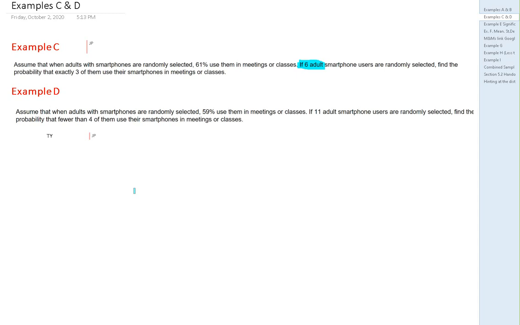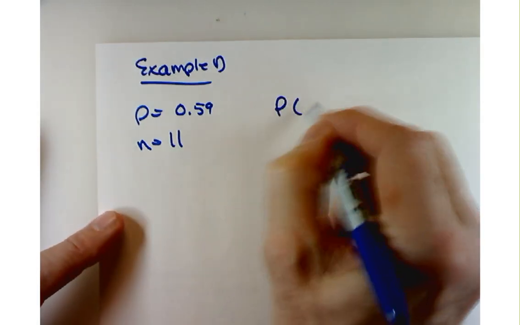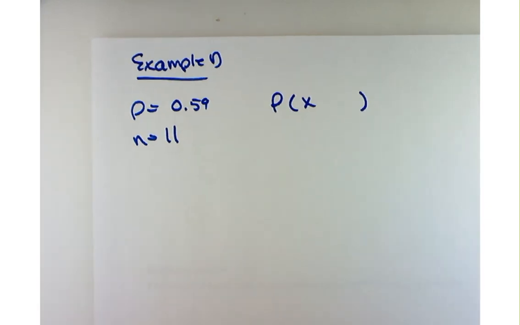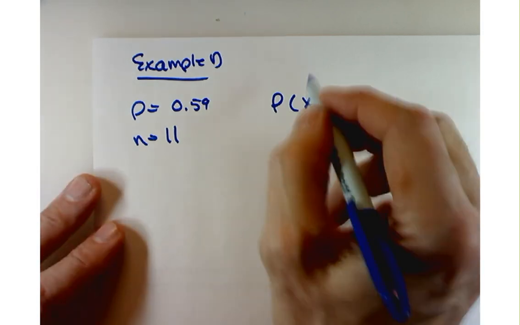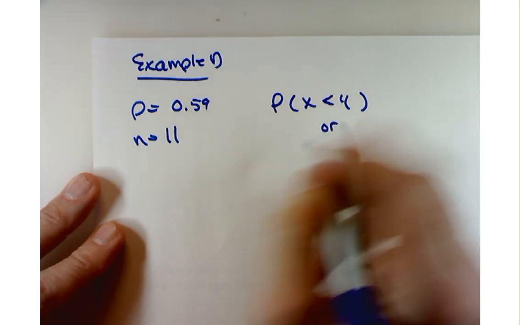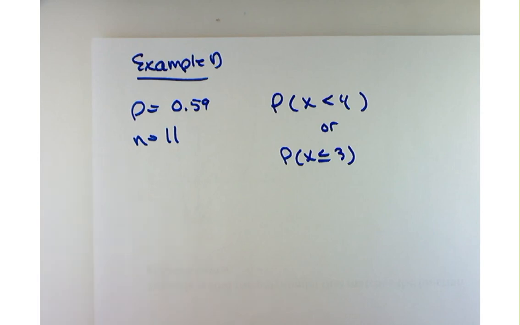So this is example D. I know that p equals 0.59. What's n for us in this case? n is 11. Good. And how would you characterize the probability that we're looking for? Probability that, what's true about X? Less than or equal to 3. All right, less than or equal to 3, that works. It's less than 4, or because this doesn't include 4, I could say it's less than or equal to 3. Either way, it's up to you.